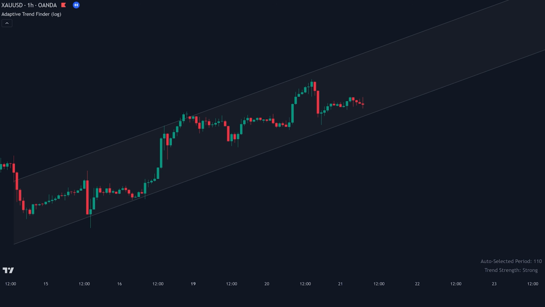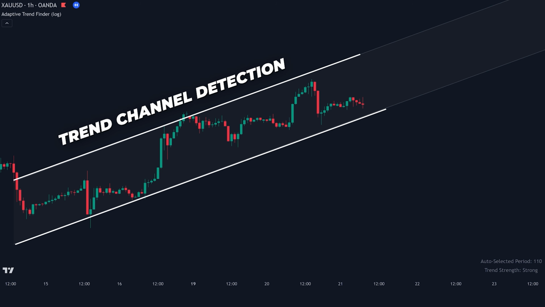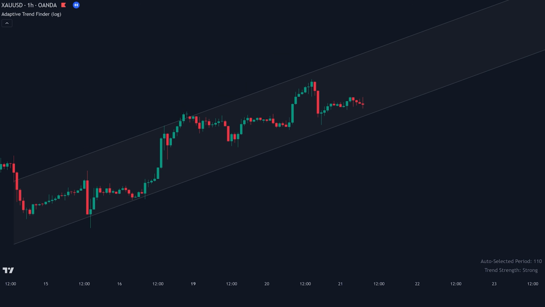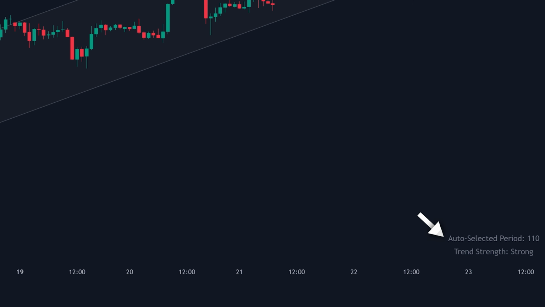Let's take a quick look at the key features of the Adaptive Trend Finder indicator. Trend channel detection automatically finds both long-term and short-term trends. This helps you see if the market is going up or down in the short term or over a longer period. Projection confidence shows how strong the trend is.